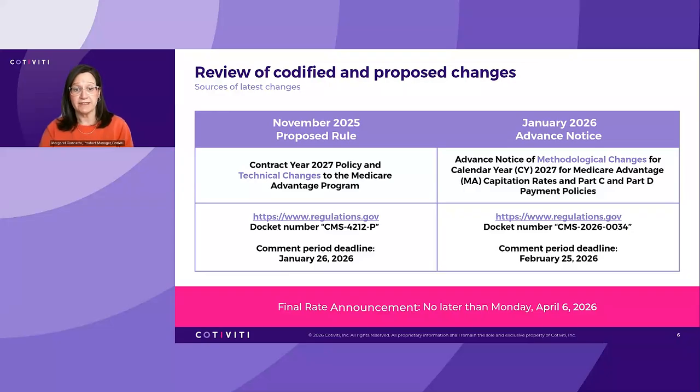There are two key dates that I want to call out here. First, the advance notice listed on the right still has an open comment period, but it ends tomorrow, February 25th. If you have any feedback on the proposals, make sure you share your feedback with CMS before the deadline. I've included the link here for your reference. Second, the final rate announcement will be published no later than April 6th. This is where any proposals will be codified and you'll have a clear picture of the finalized changes that will affect your plan. Cotiviti will host another webinar in April to cover that information.